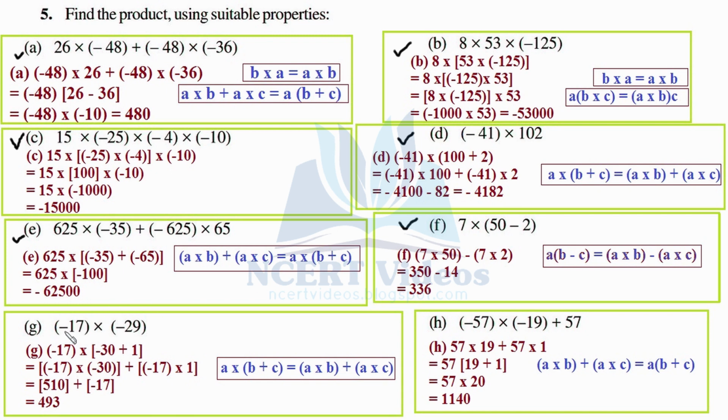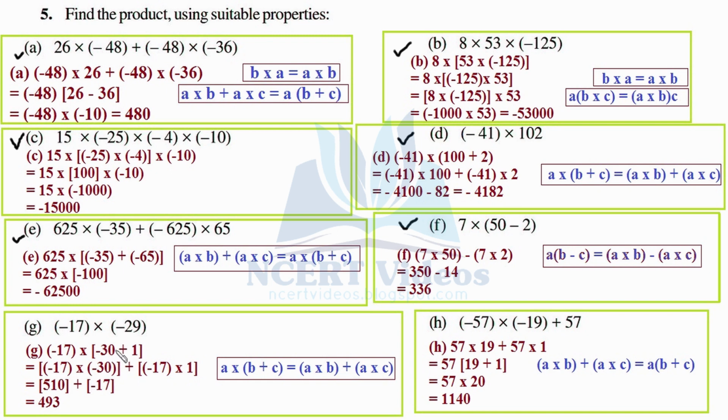G part. Minus 17 into minus 29. Again, it is a complicated multiplication, but we'll use our mind and make minus 29 as minus 30 plus 1. When you solve it, it is again minus 29. Now we can do it using multiplication over distribution easily. That is the sole purpose of learning these properties. Now 17 into 3 is 51. The minus minus becomes plus.